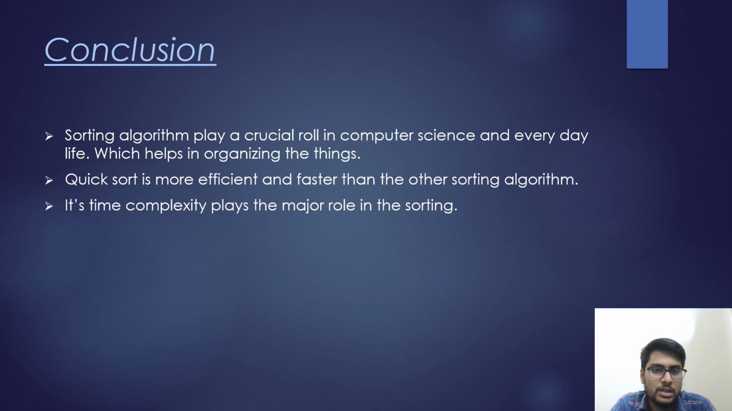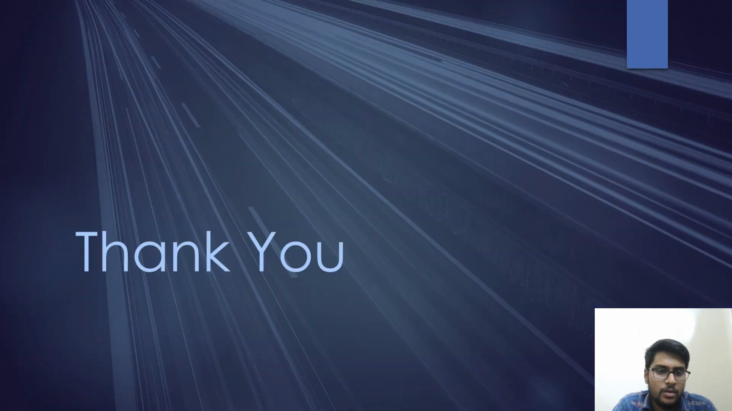Conclusion. Sorting algorithms play a crucial role in computer science and everyday life, which helps in organizing things. Quicksort is more efficient and faster than the other sorting algorithms. Its time complexity plays the major role in the sorting. Now we are concluding everything. I hope everyone understands how quicksort works and the example of quicksort.